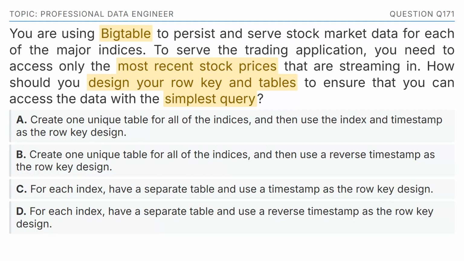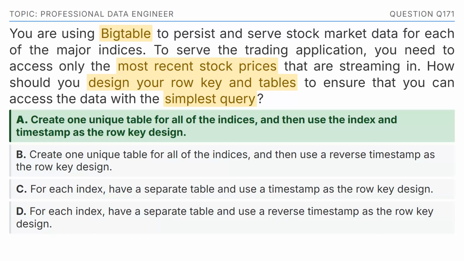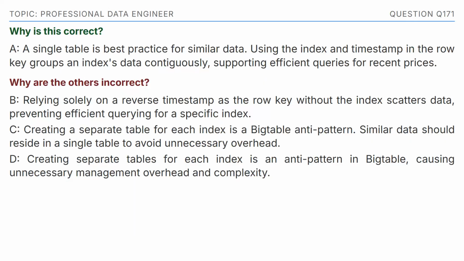To arrive at the correct answer, we focus on the keywords: Bigtable, most recent stock prices, design your row key and tables, simplest query. The correct answer is option A, create one unique table for all of the indices, and then use the index and timestamp as the row key design. Why is this correct? A. A single table is best practice for similar data. Using the index and timestamp in the row key groups and indexes data contiguously, supporting efficient queries for recent prices.